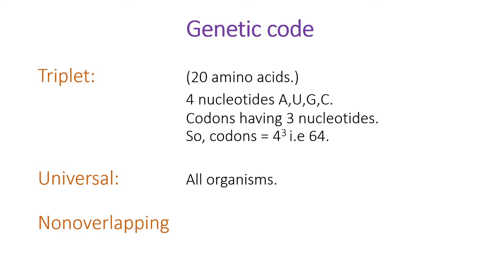Number 2, universal. The same codons are assigned to the same amino acids in all living organisms. But there are few exceptions. For example, in mitochondria, AUA codes for methionine. Number 3, non-overlapping. Reading of genetic code does not overlap.